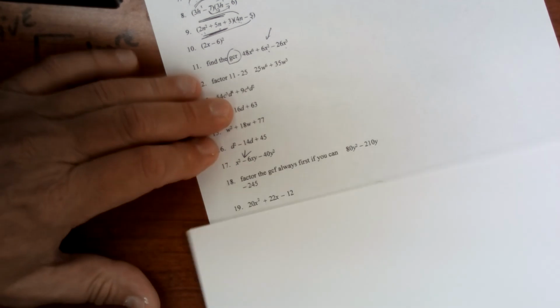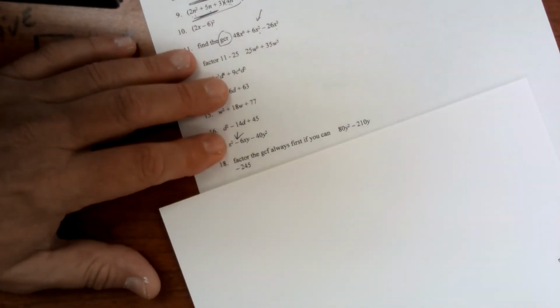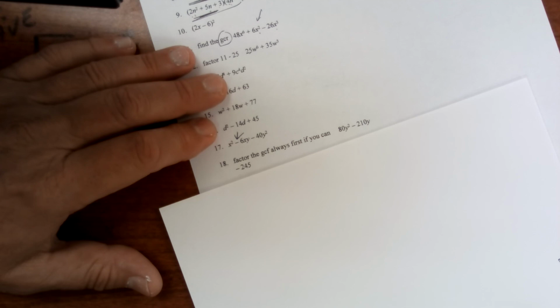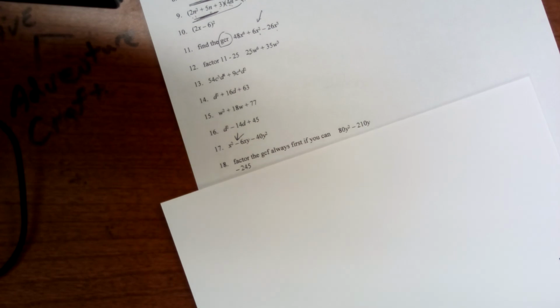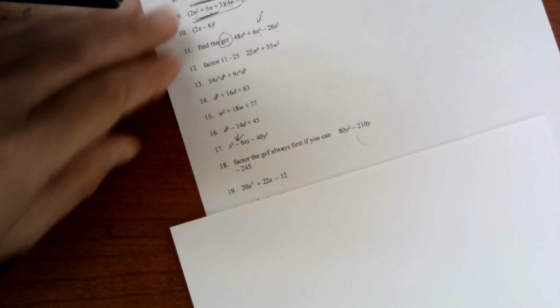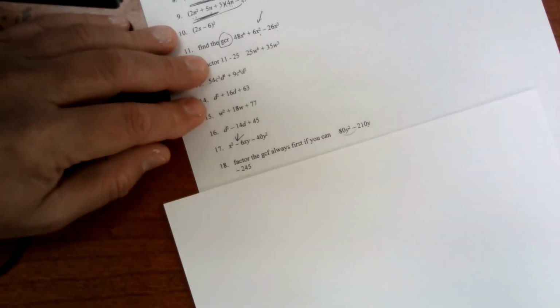All right, this one right here, what does it say to do? Factor the greatest common factor, always first. All right, so let me think here. Well, what do they all have in common here? So you got to break that down. It kind of seems like a monster on this one. So I'll come back to that one.